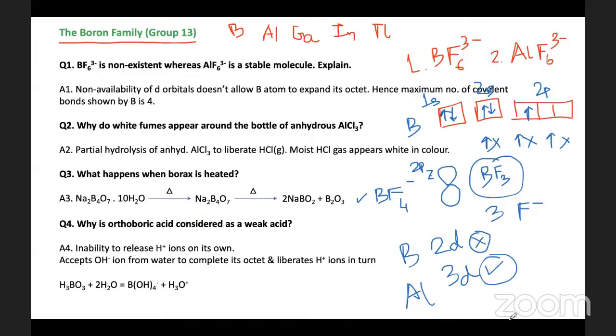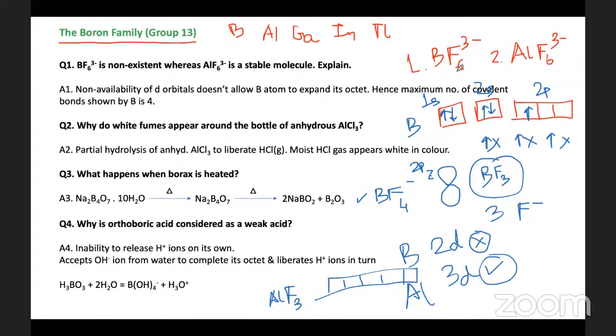But in the case of aluminium, there are d orbitals. So d orbitals can easily accommodate these extra F- ions. So we can form AlF3 quite easily, just as we formed BF3. But since aluminium has these d orbitals, 1, 2, 3, 4, 5, the d orbitals are vacant. So the F- ions can be accommodated in them. That's why AlF3 can form AlF6 3- quite easily. It is a very stable molecule.